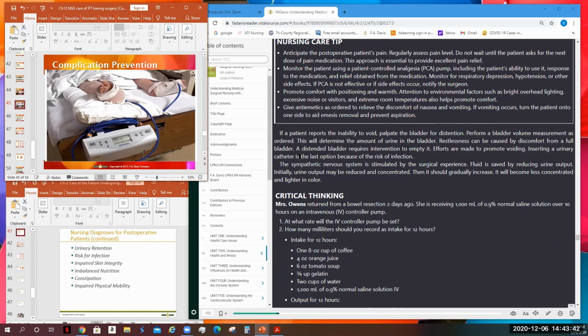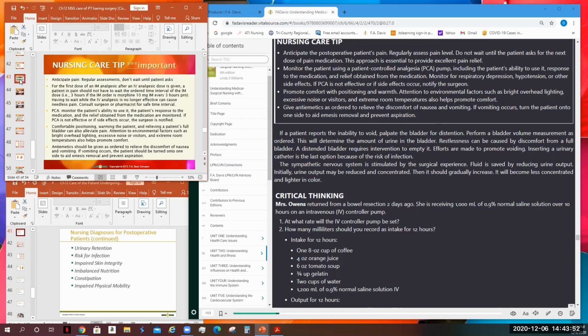Regularly assess pain level. Do not wait until the patient asks for the next dose of pain medication. This approach is essential to provide excellent pain relief. Monitor the patient using a patient-controlled analgesia (PCA) pump, including the patient's ability to use it, response to the medication, and relief obtained from the medication.